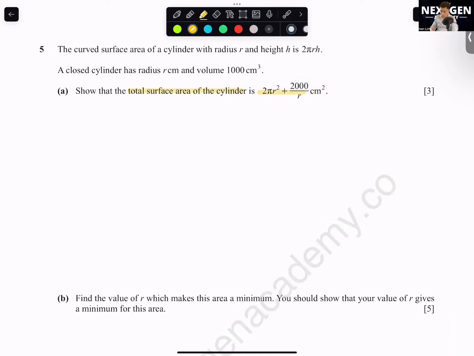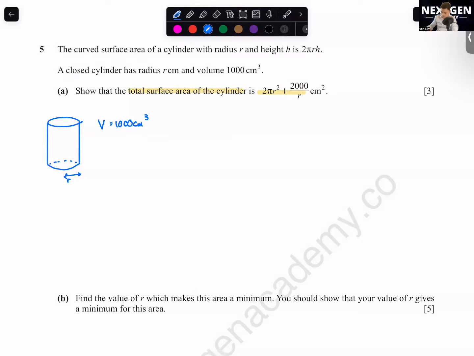Curved surface area, 2 pi r h. Number one, what is a cylinder first? Let's draw your cylinder. This is a cylinder, like that. Then they say another thing, a closed cylinder. That means this one is all closed. It has radius r and volume 1000 cm cubed. We want to find the total surface area.